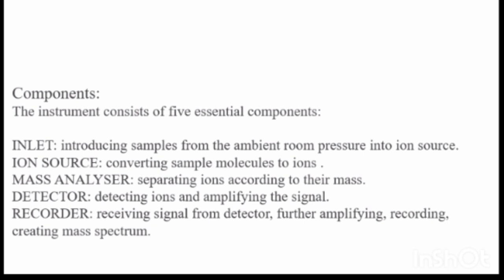This instrument consists of 5 essential components: inlet, ion source, mass analyzer, detector and recorder. Inlet introduces the samples from the ambient room temperature into the ion source. Ion source converts the sample molecules into ions. Mass analyzer helps in separating ions according to their mass. Detector helps to detect ions and amplify the signal. Recorder receives the signal from the detector, further amplifying, recording and creating a mass spectrum.